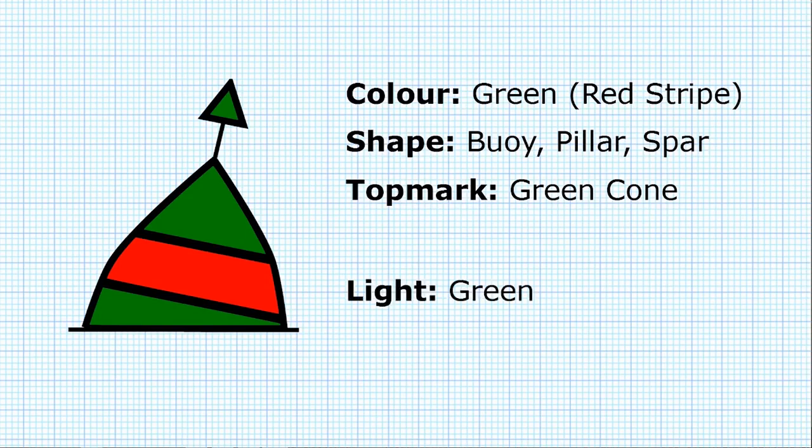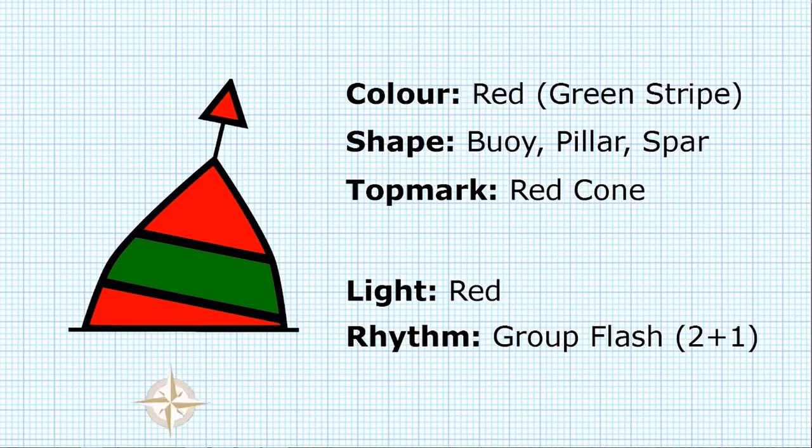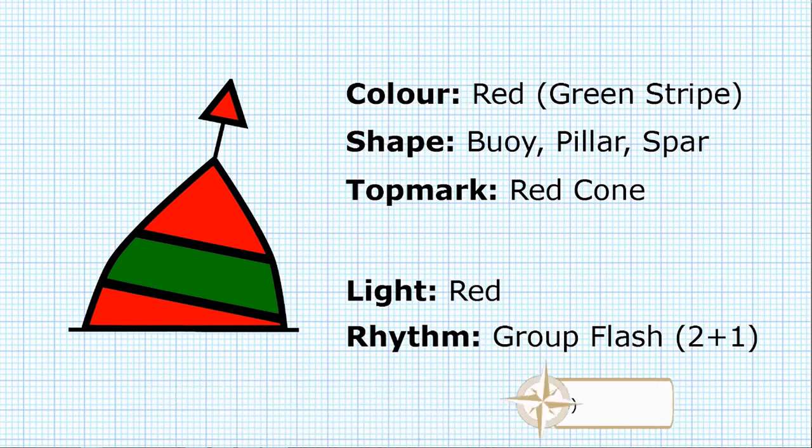The light, green light, again it's mainly a starboard lateral, and the rhythm, same as all preferred channels, it's group flashing 2+1. Swapping over to the same mark in region B, we just swap the colours around. So the main colour now is red with a green stripe, the top mark is a red cone, and the light is a red light.